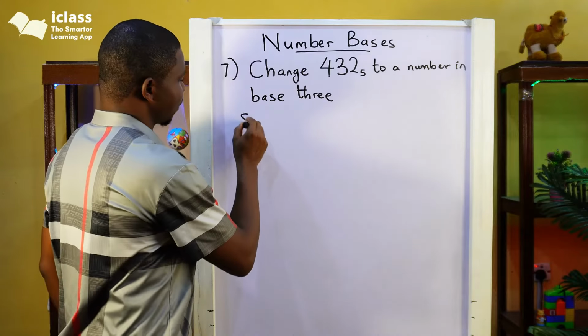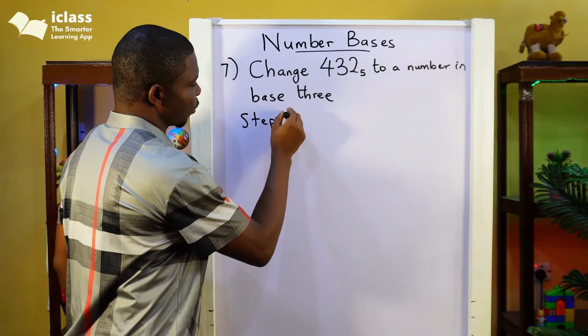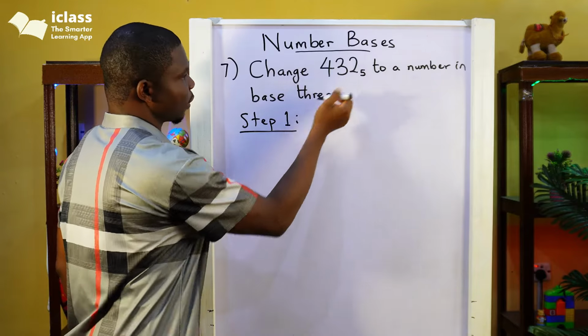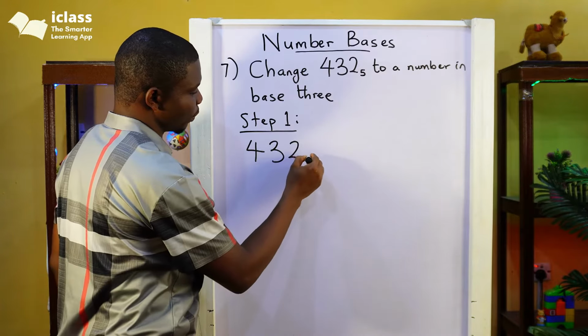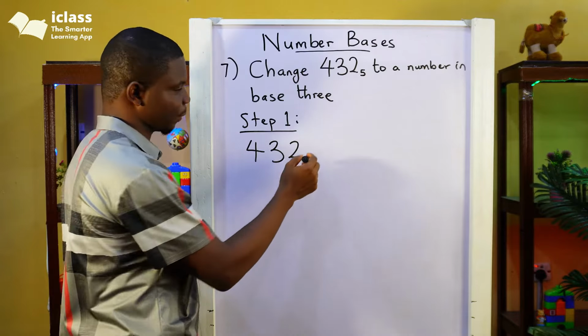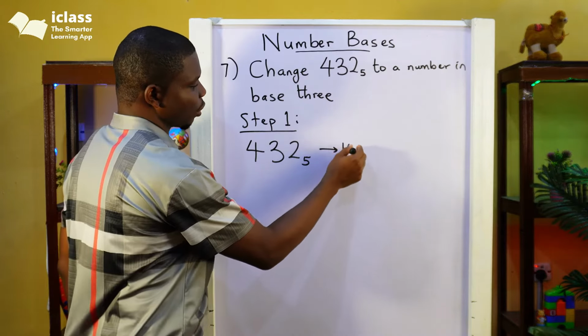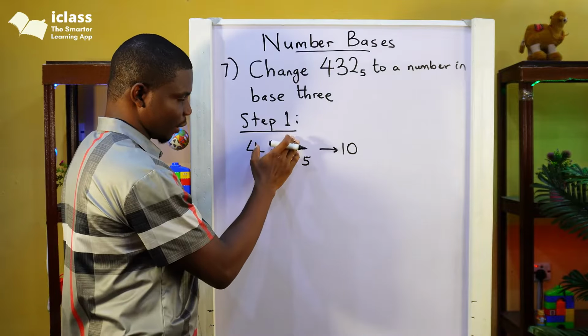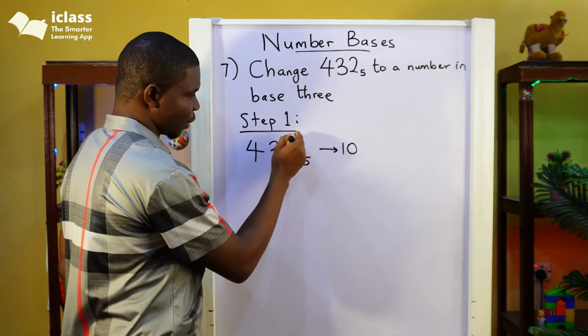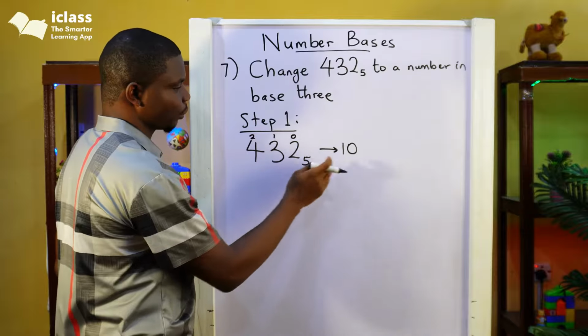So the first step, step 1, would convert this 432 base 5 to base 10. Now, to convert this to base 10, you have to label the digits first, right? So we have 0, 1, 2.